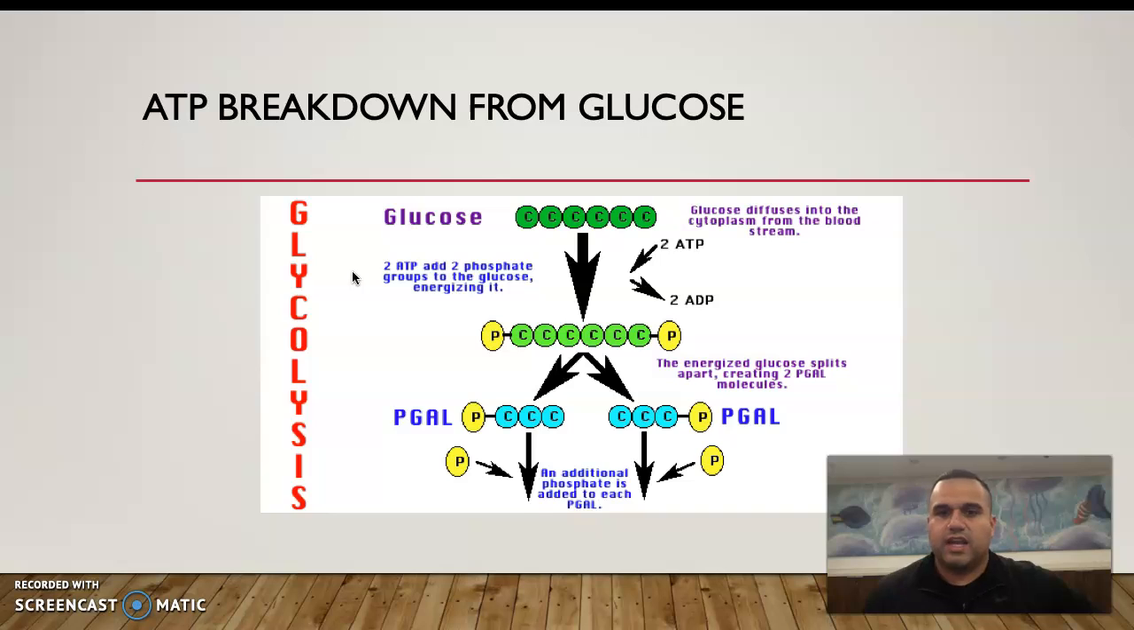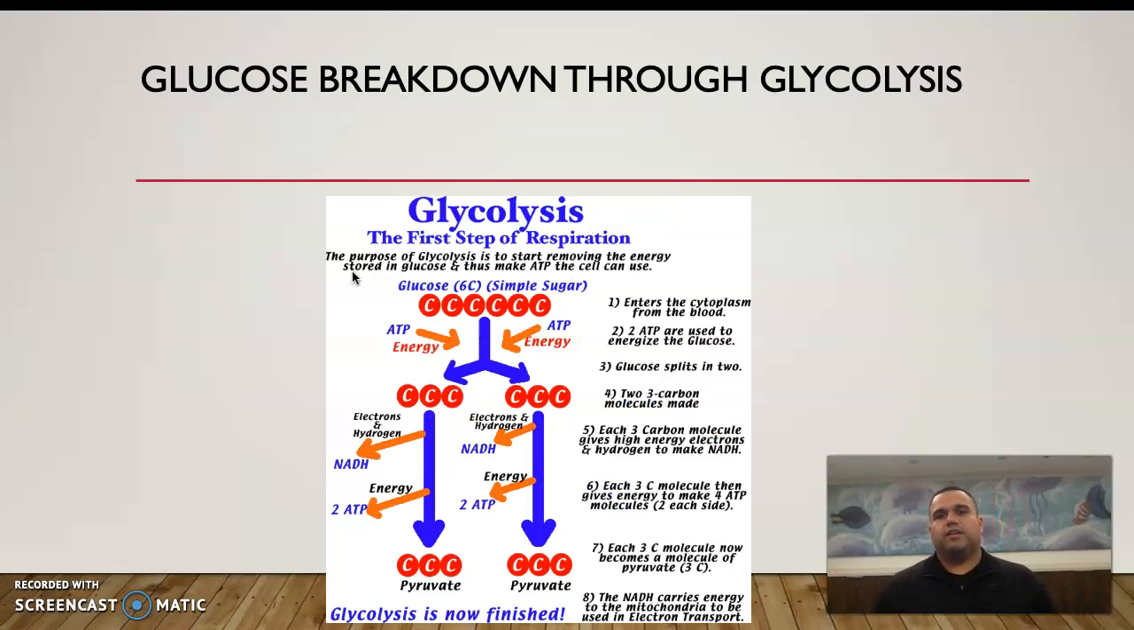In this process, the glucose molecule is energized and 2 phosphate groups are added to the glucose carbon molecule. This allows the glucose to separate into 2 phosphate-bearing halves, which will be discussed later as to how they assist in making energy. We're going to continue from the top here, but basically, as I discussed earlier, the glucose molecule enters the cytoplasm from the blood. 2 ATP are used to energize the glucose.